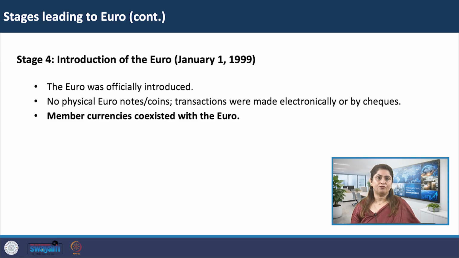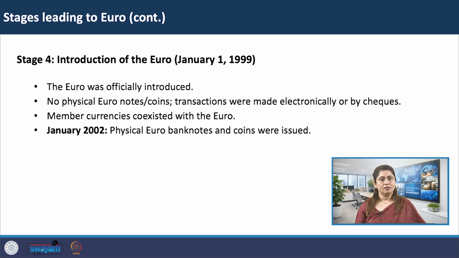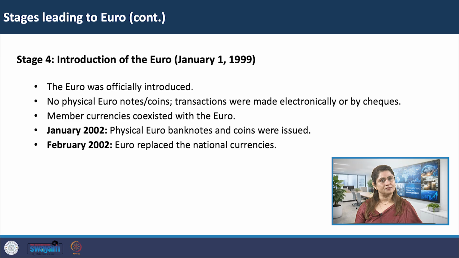So the member currencies, the Dutch mark, the French franc, the Italian lira and so on coexisted with the euro for about 3 years. Businesses and individuals gradually switched their operations to the euro, but the national currencies remained in circulation. Then on January 1, 2002, physical euro banknotes and coins were finally issued, and a month later, in February 2002, the national currencies were completely withdrawn from circulation.